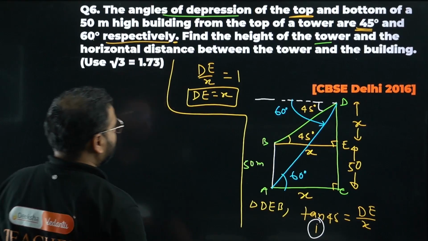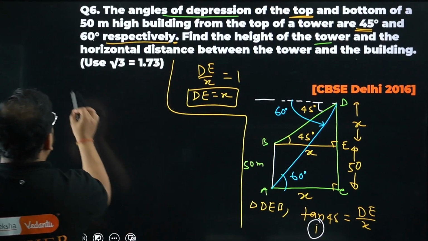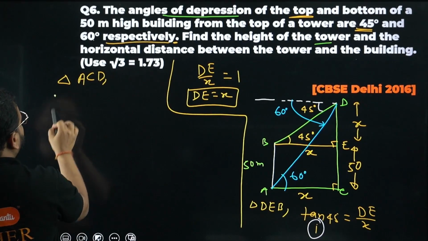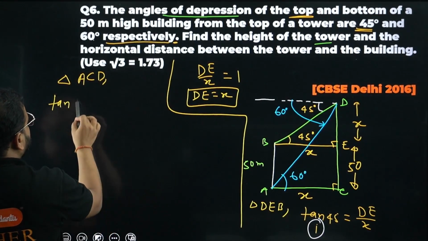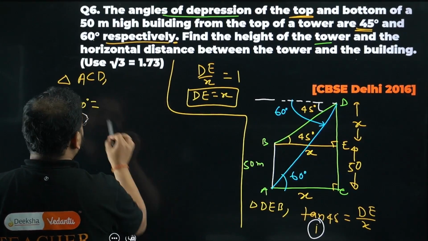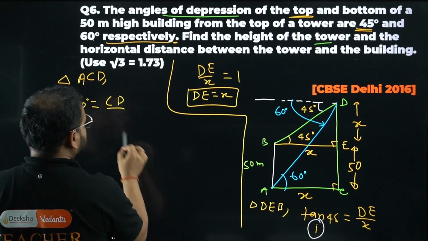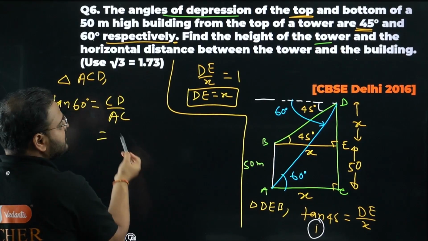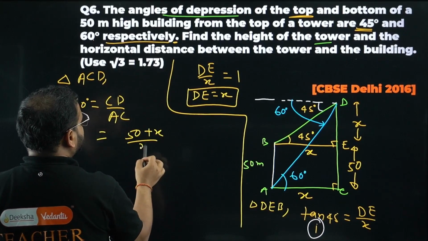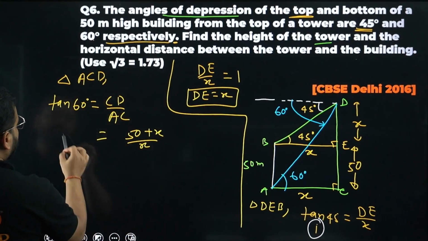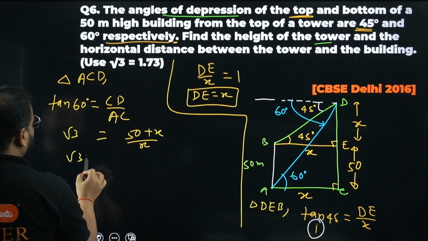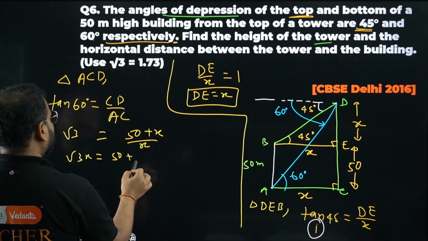Please check. So I can apply tan 60 now. Triangle DCA or triangle ACD. What I'm applying? Tan of 60 degrees. It's going to be what? CD by AC. What is CD, sir? 50 plus X. What is AC, sir? Simply X. What is tan 60? Root 3. What I'm getting from here? Root 3x equals to 50 plus X.